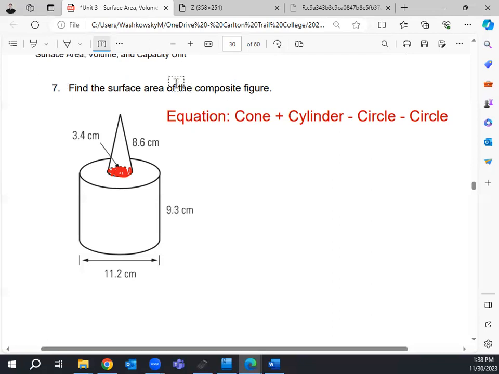Cool. So I have my equation. The tricky part here is you would probably do everything right. The tricky part here is that little circle. Remember, you're not calculating the surface area of that circle. They're covered up. That's where they're glued together. So that's why I'm taking it away, not just once, but twice, because you're taking away that measurement from both shapes.